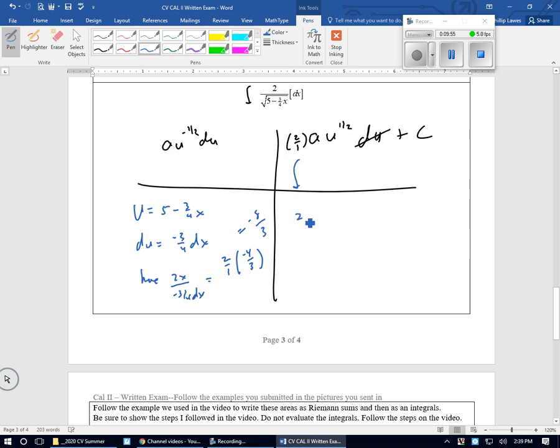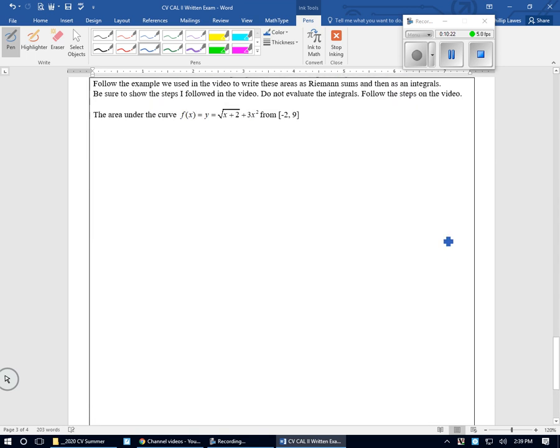So 2/1 times negative 8/3 u to the 1/2 plus a constant. We'll clean that up a little bit. Plus a constant.